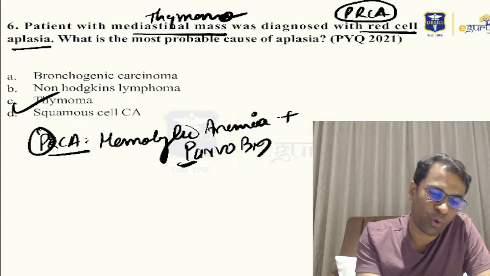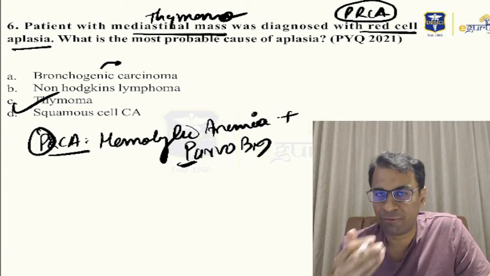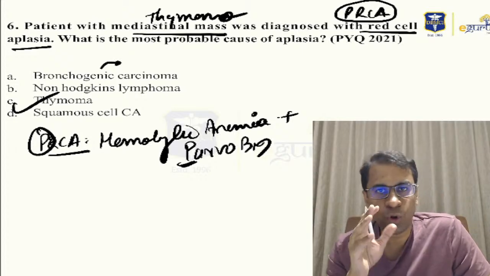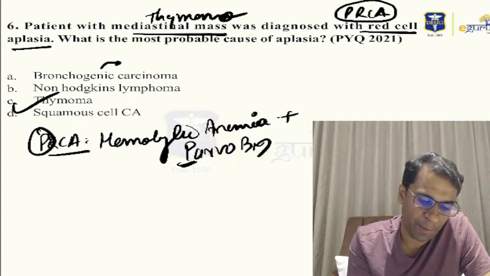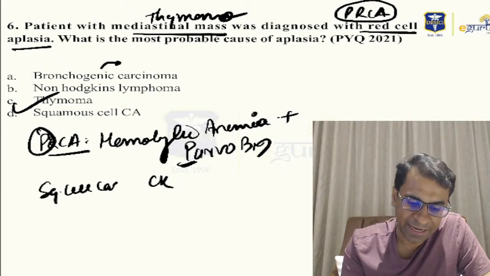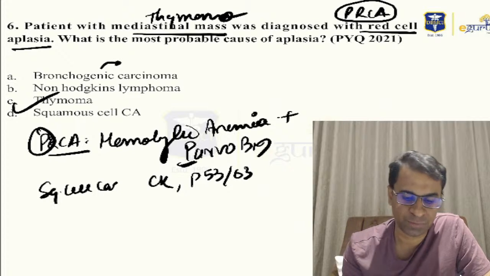Suppose a question is on bronchogenic carcinoma. It can be different types of carcinoma. Now I have a small revision. Please listen to me carefully. In a bronchogenic carcinoma case, if it is a squamous cell carcinoma, then what are the markers? It is cytokeratin. It can also be P53, and P63 is a more specific marker.